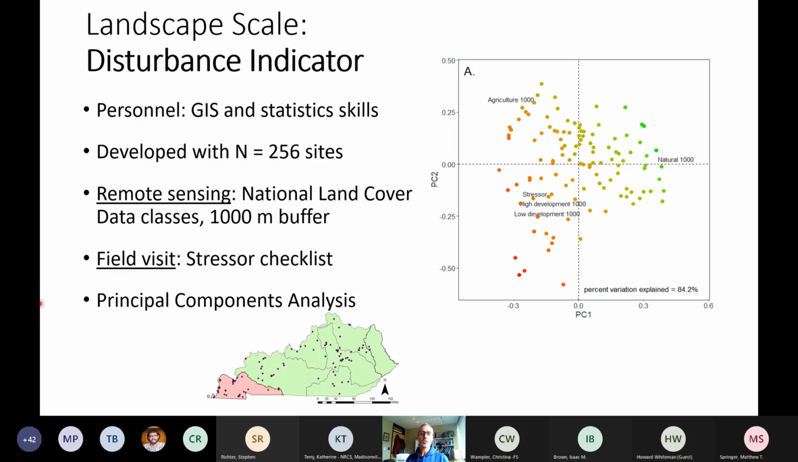Okay, so again, it's a tool that might not be as readily available and easy to use, but it does help us see kind of a big picture, especially when we want to quickly assess many wetlands across a large scale like the entire state of Kentucky.